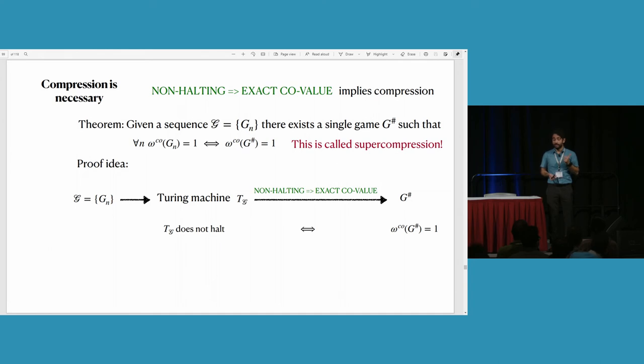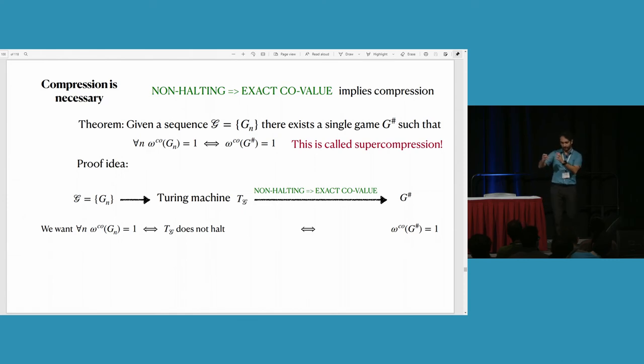And if I have this one more property, I would be able to prove my theorem. If I can show that the Turing machine doesn't halt if and only if the co-value of every game in my sequence is 1, then I'm done. If I put these things together, I would get the theorem. So how do I construct the Turing machine with this property?